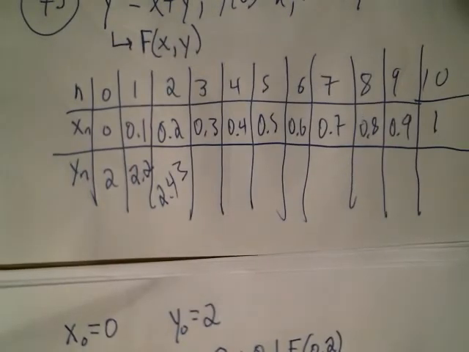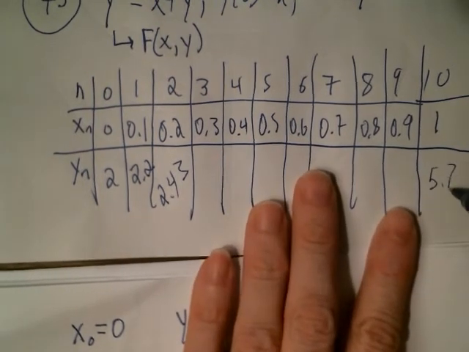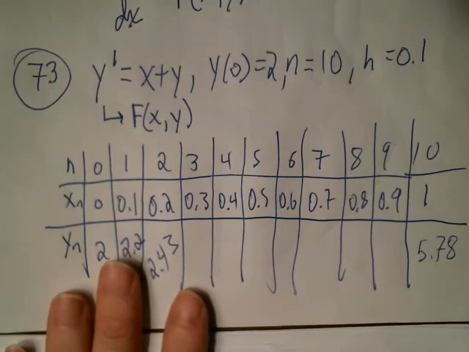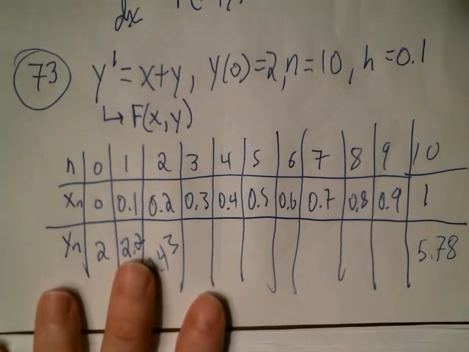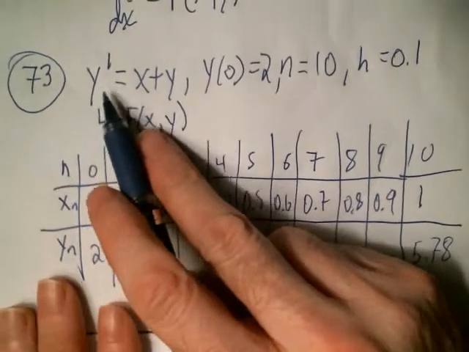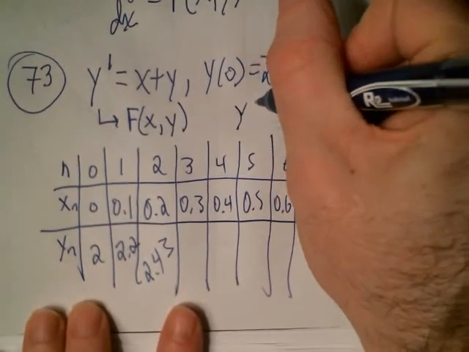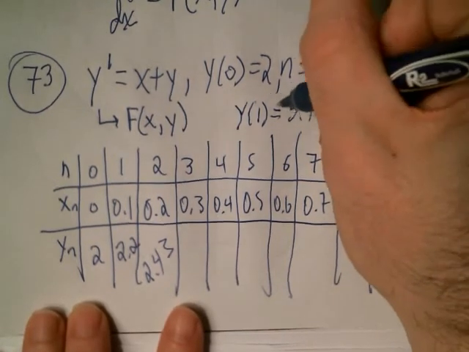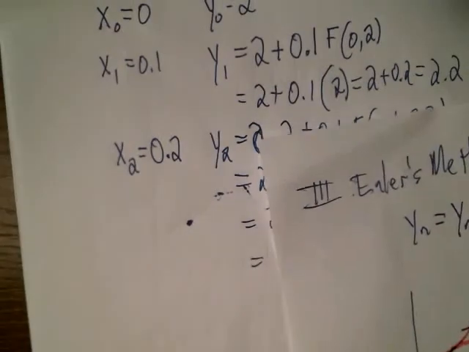Okay, and then you just keep on repeating that process, and at the end you'll have 5.78, which becomes an approximation for what this mystery function would evaluate to at 1. So I don't know what y is. I have not solved this thing for y. All I know is this differential equation. But now you could say, if somebody asked you, y of 1 is approximately 5.78, I think, right? Okay, so that's the idea of Euler's method.